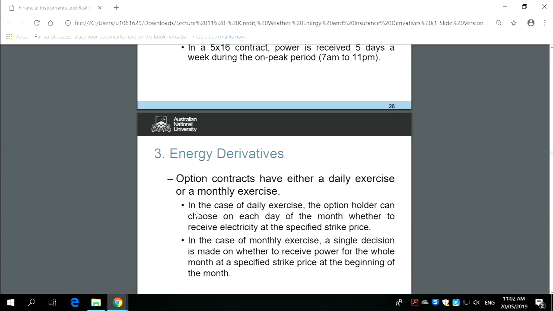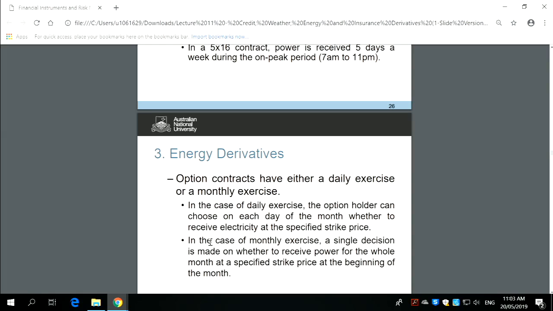So with the daily contract, the option holder can make a decision at the beginning of each day whether or not they want to buy a certain amount of energy, certain megawatts of electricity, for a specified price for that particular day. Okay? So each day you can make up your mind. Basically, the daily contract is very useful because nowadays the weather forecast is quite accurate. You can just look up the weather forecast and think about whether you need that option.